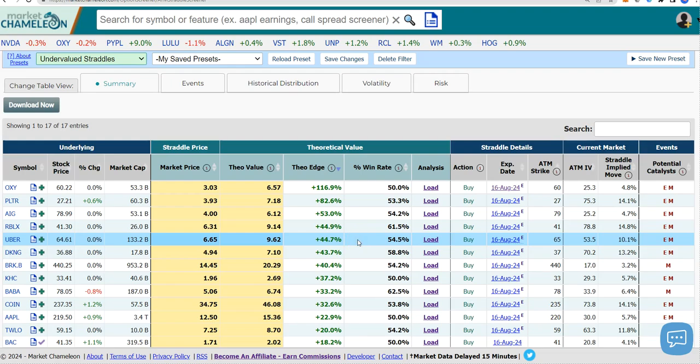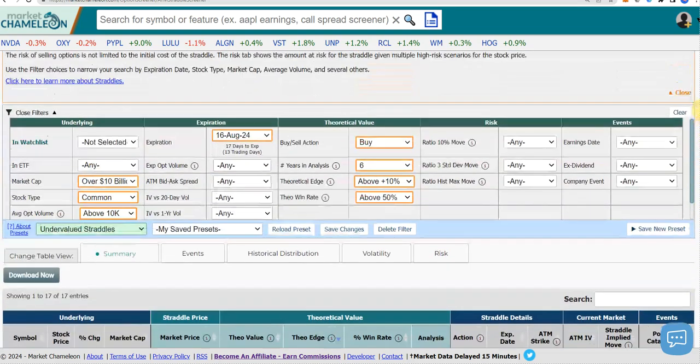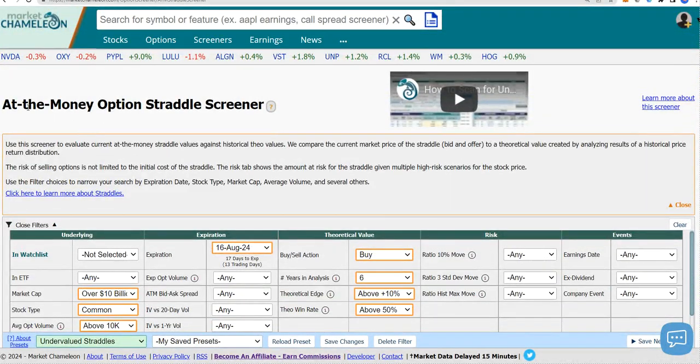Anyway, that was just the buy side. How to use the screener, the at the money option straddle screener, using Market Chameleon.